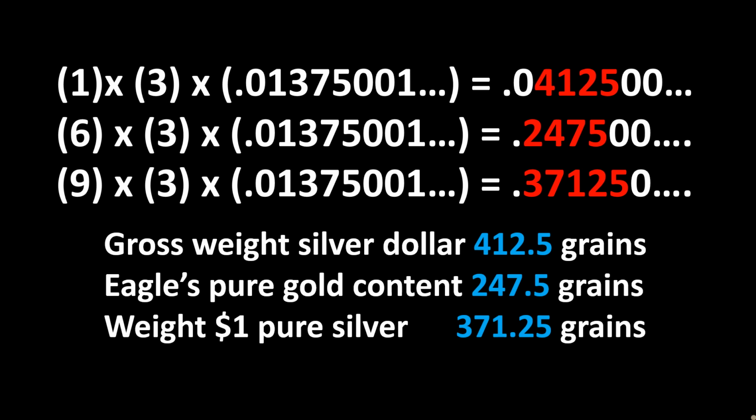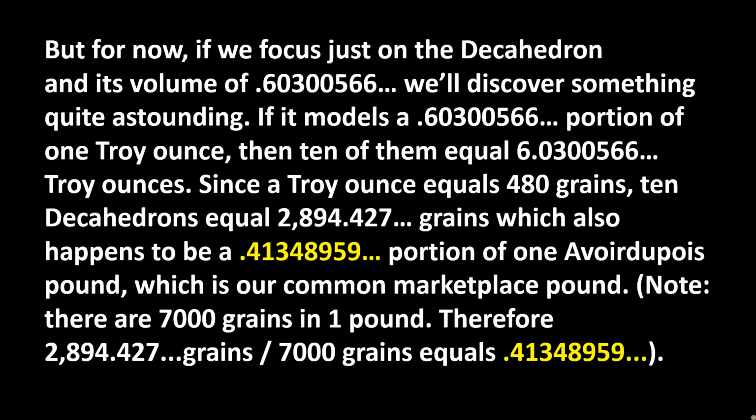So I have to ask, is it just a coincidence or by design that 1 times 3 times this volume, 6 times 3 times this volume, and 9 times 3 times this volume all result in different quantities precisely mirroring the mandates of the 1792 Coinage Act? But for now, if we focus just on the decahedron and its volume of 0.60300566, we'll discover something quite astounding.